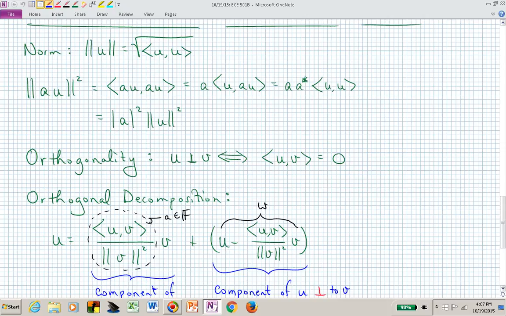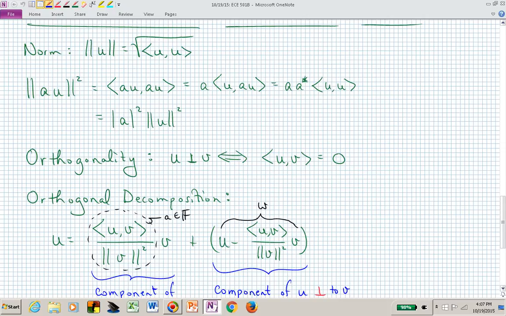We know that we have homogeneity in the first slot and conjugate homogeneity in the second slot, which now allows us to slide those scalars out in front and have a scalar A times its complex conjugate out in front. But A times its conjugate just gives us the magnitude of A squared. So if you now take the norm squared of AU, that's equal to taking the magnitude of the scalar A, squaring that, and multiplying that by the norm of u squared.